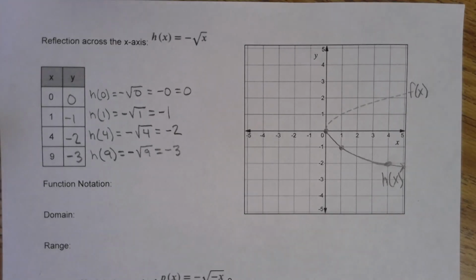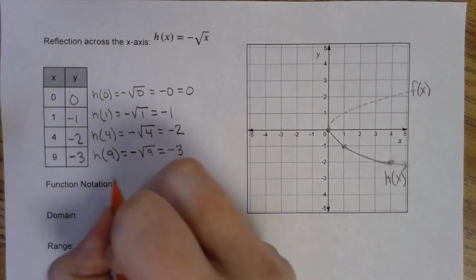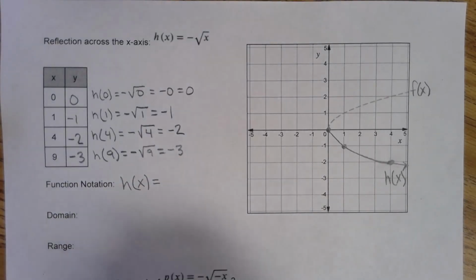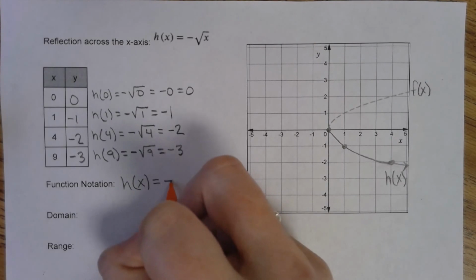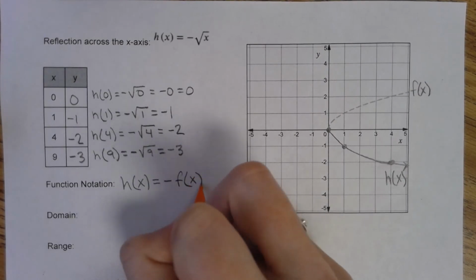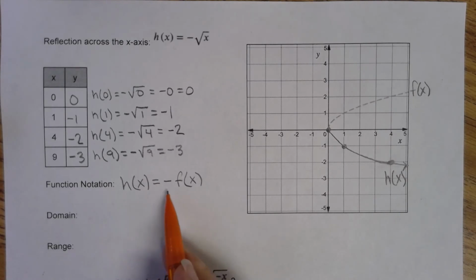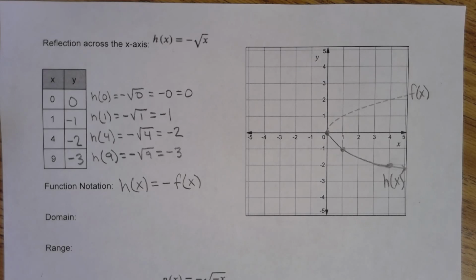The function notation for this type of reflection: we are going to have that our function h of x is going to equal the opposite of our parent notation, f of x. So h of x is going to equal the negative of f of x. So that's our function notation for this type of reflection.